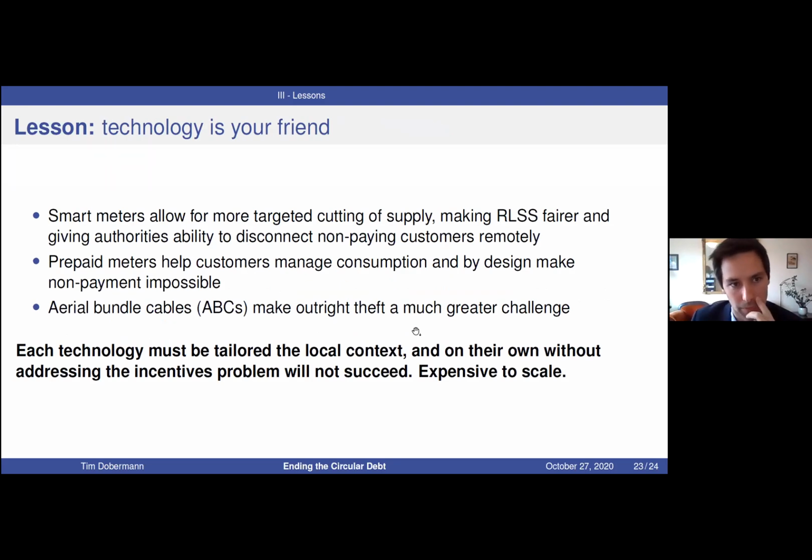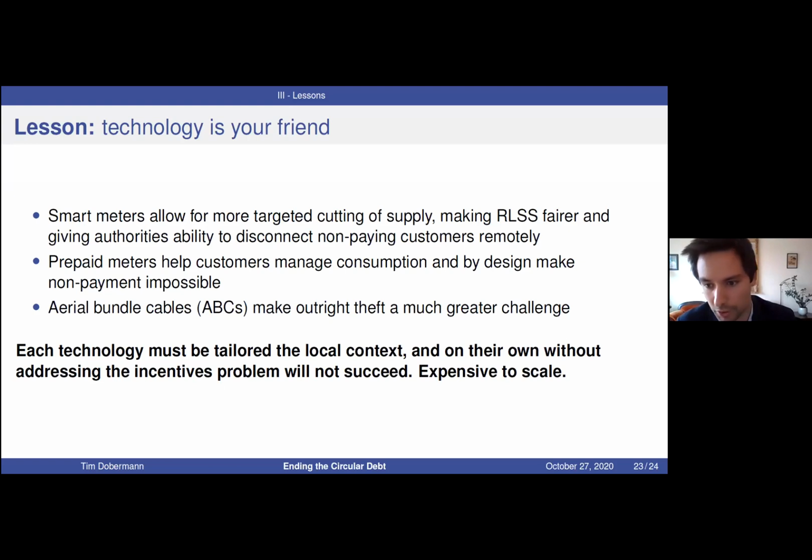And then lastly, technology is your friend, though I should say it is not a silver bullet. So we've seen from ongoing experiments in South Africa and other utilities that smart meters and prepaid meters can play an interesting role in addressing some of these challenges. Smart meters would allow for a much more targeted link between supply and payment that doesn't have this large-scale externality on others. So you could disconnect individual transformers potentially, or even individual households remotely if they're not paying. So that's smart meters.